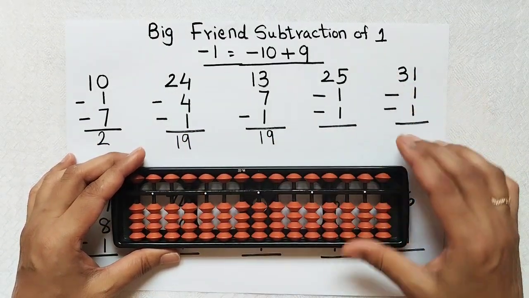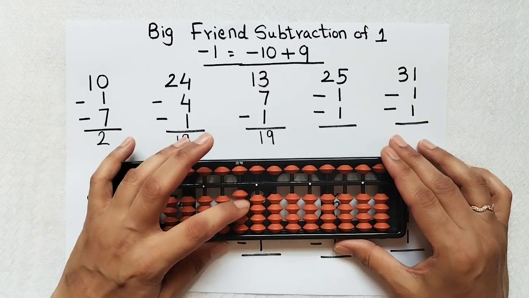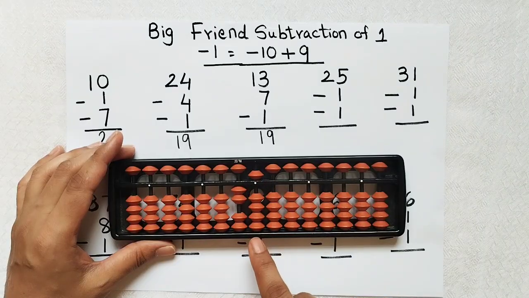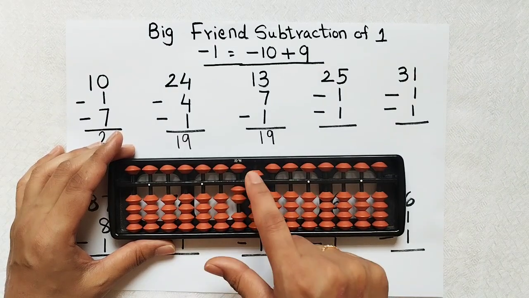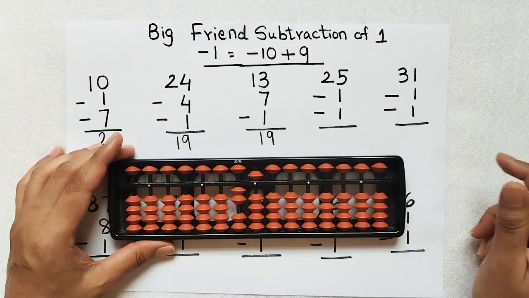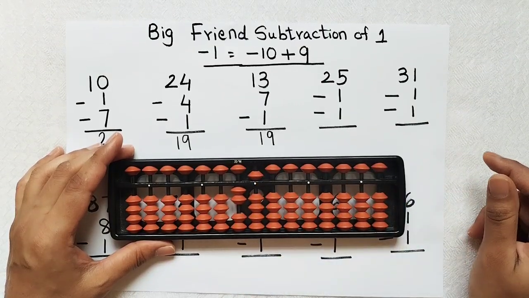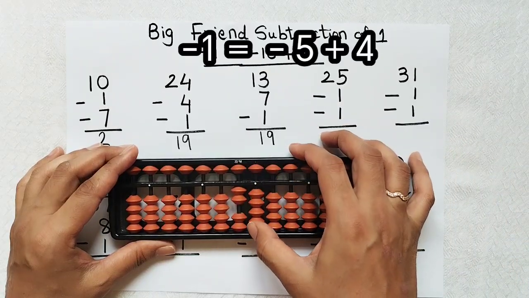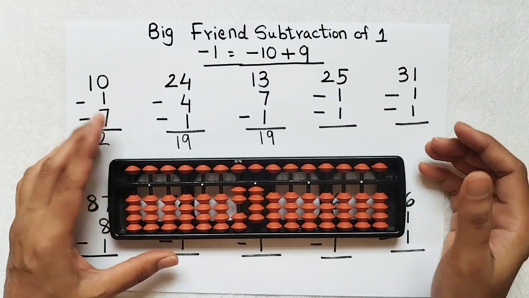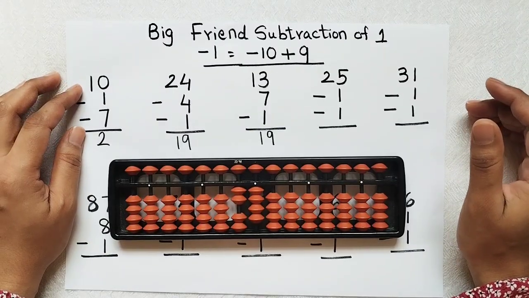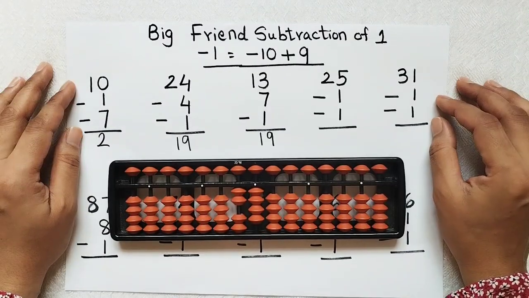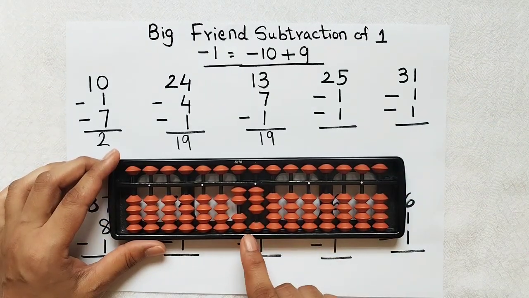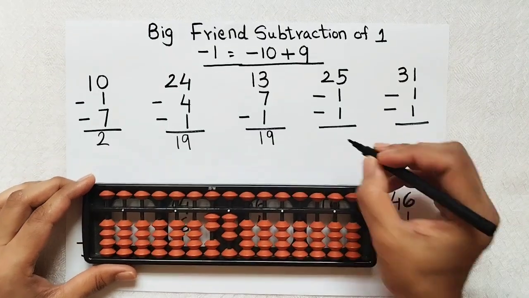Next one, 25 less 1 less 1. 25 less 1. Now less 1, how will I do? I cannot do direct subtraction, but what I can use here is small friend. So do you remember the small friend formula? So for less 1 is less 5 plus 4. Right? If you have missed watching my previous videos on small friend subtraction, kindly see the link in my description box. Less 1. Now less 1. So 23 is my answer.